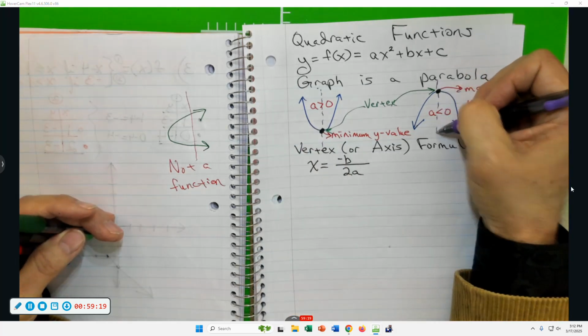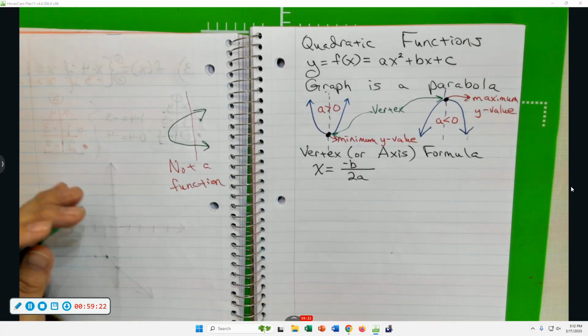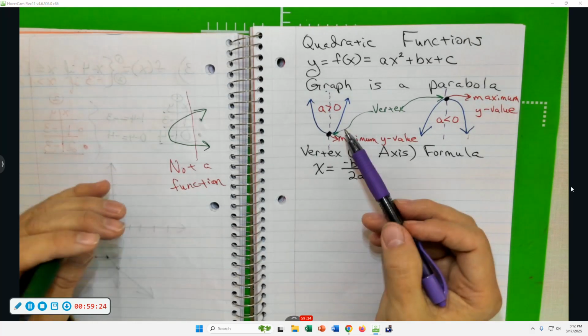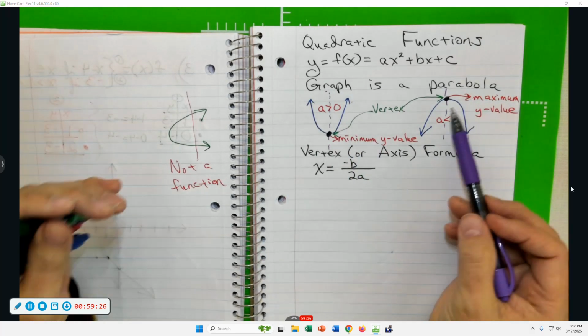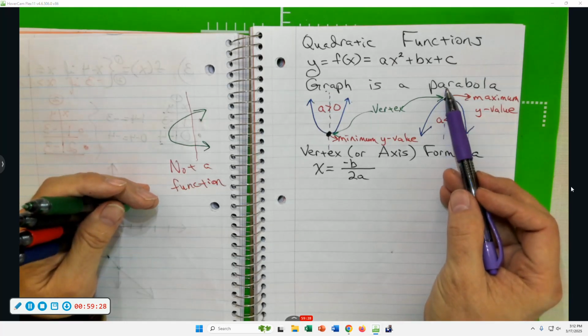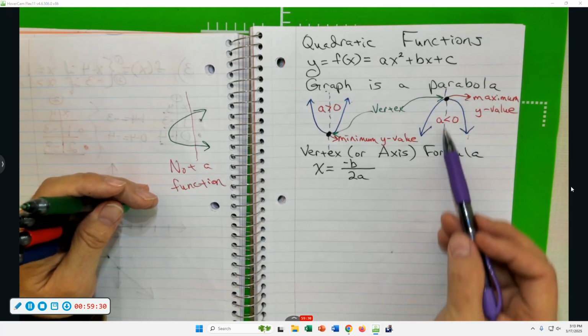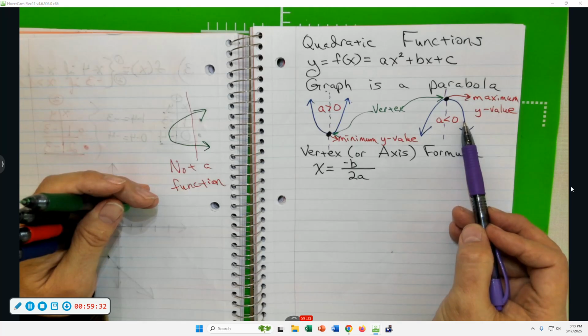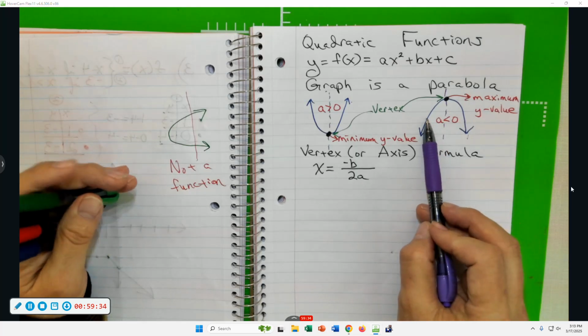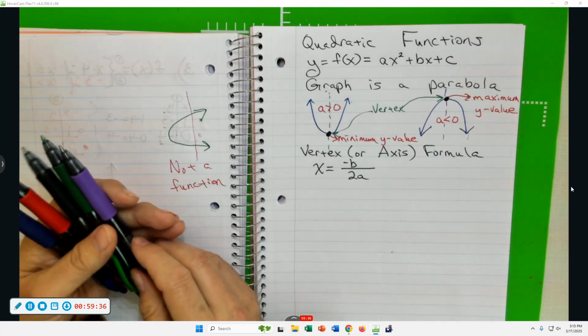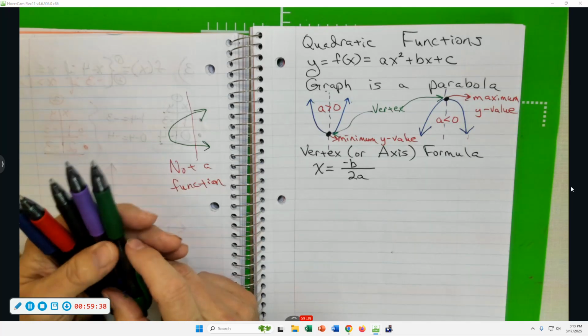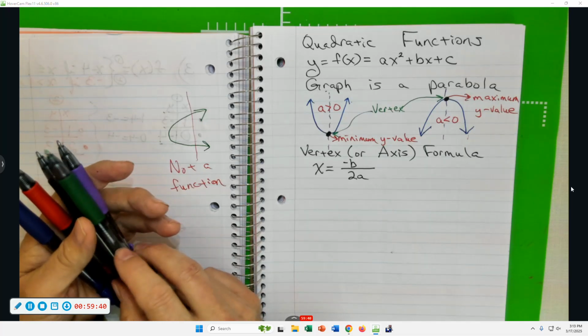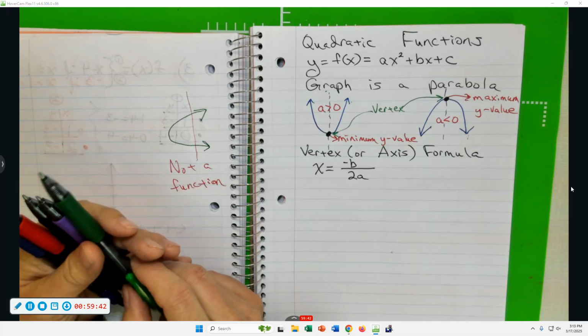You say, well, they don't look like mirror images. It's human error, okay? But they should be. If I folded this paper down this imaginary axis here, the right-hand portion should lie directly on top of the left-hand portion. Any questions there? And we're going to take advantage of this when we're graphing the parabola.